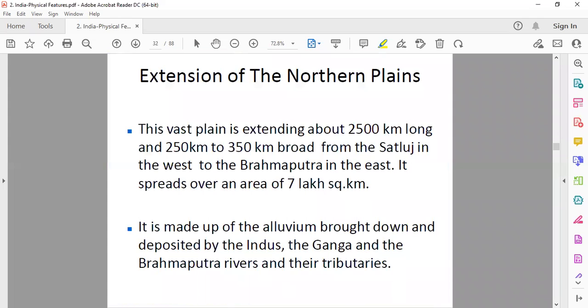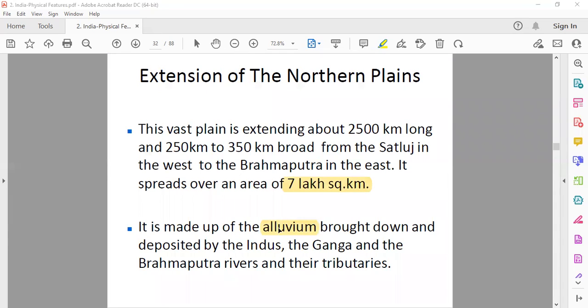Then you have, read, extension of the northern plains. This vast plain extends about 2,500 km long and 250 km to 350 km broad, from the Satluj in the west to the Brahmaputra in the east. It spreads over an area of 7 lakh square kilometers.